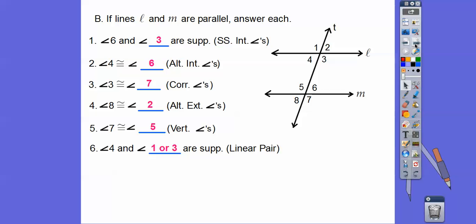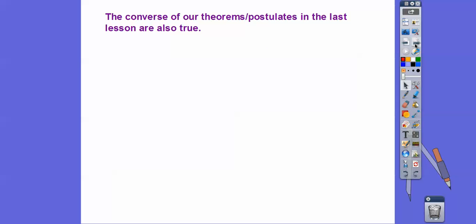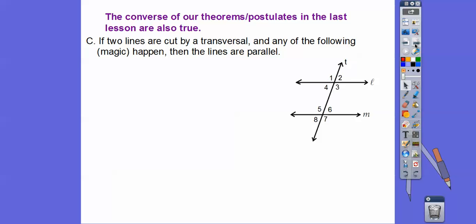All right, so here we go. The converse of our theorems and postulates from the last lesson are also true. So this says, for example, same picture, so you don't have to redraw the picture unless you want to. It's just to say same picture.